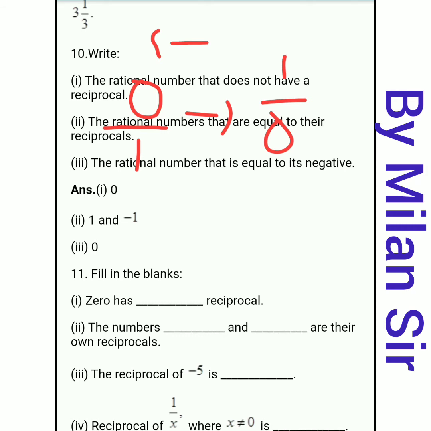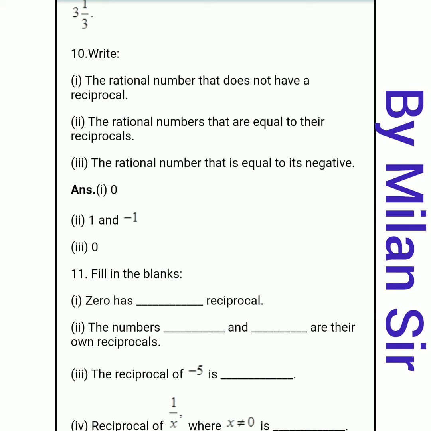Here 0 is present in the denominator. It is not possible, because if 0 is present in the denominator, the number goes to infinity. So this is not possible. That means 0 cannot be in the denominator. That's why the reciprocal of 0 is not possible. So 0 does not have a reciprocal. Second question, the rational numbers that are equal to their reciprocals.